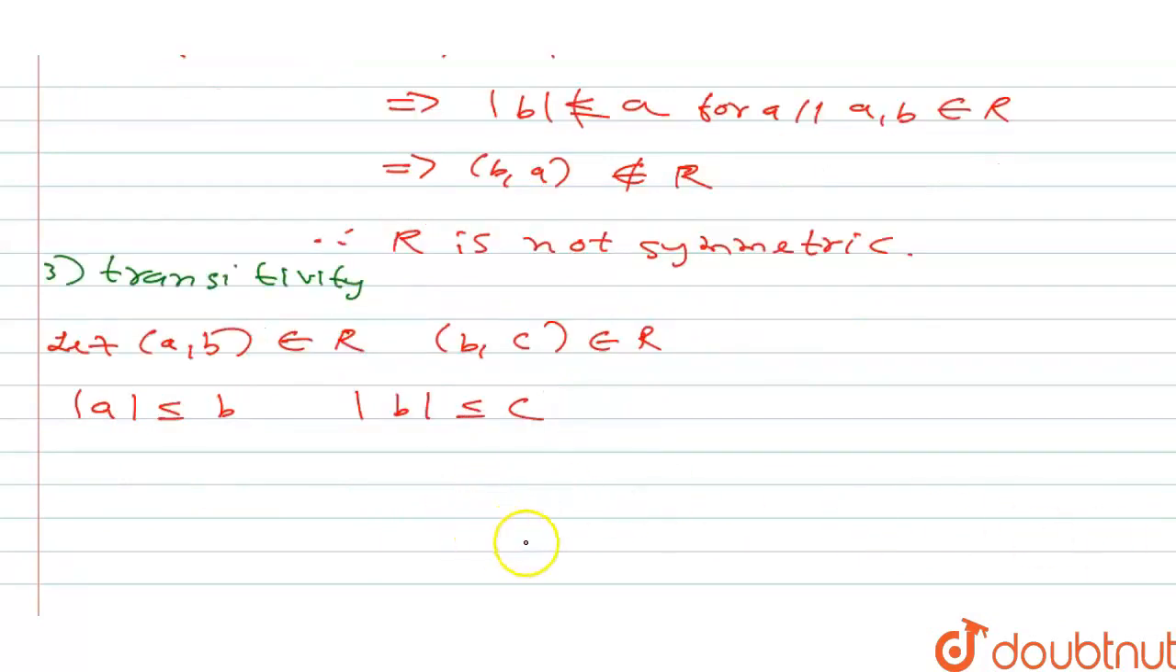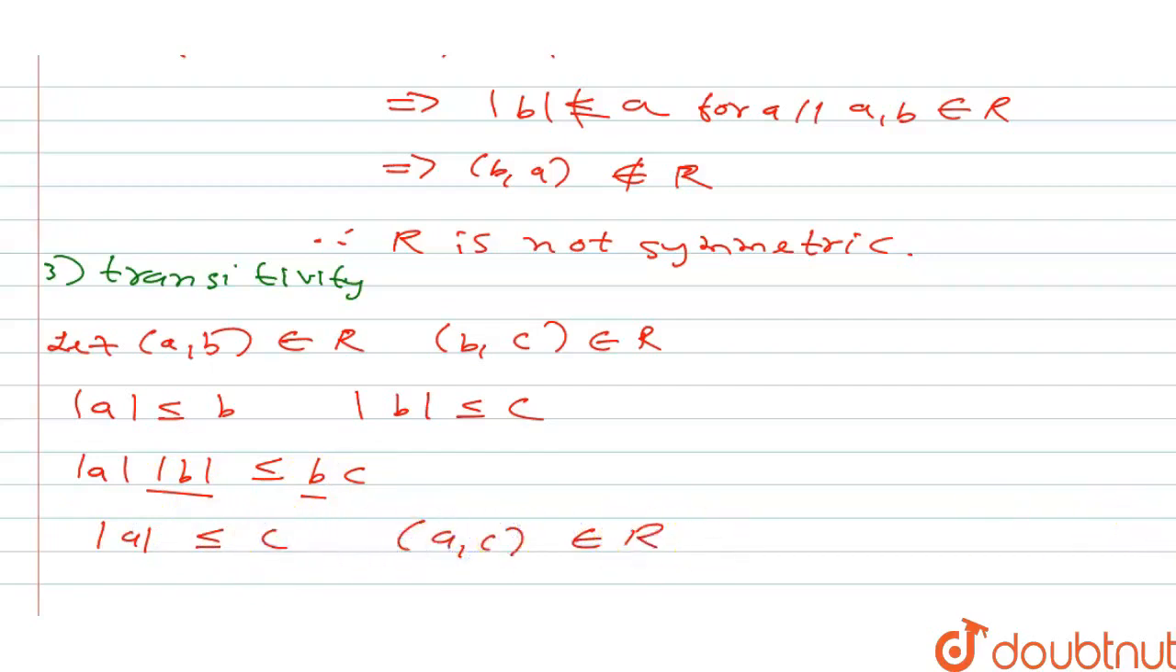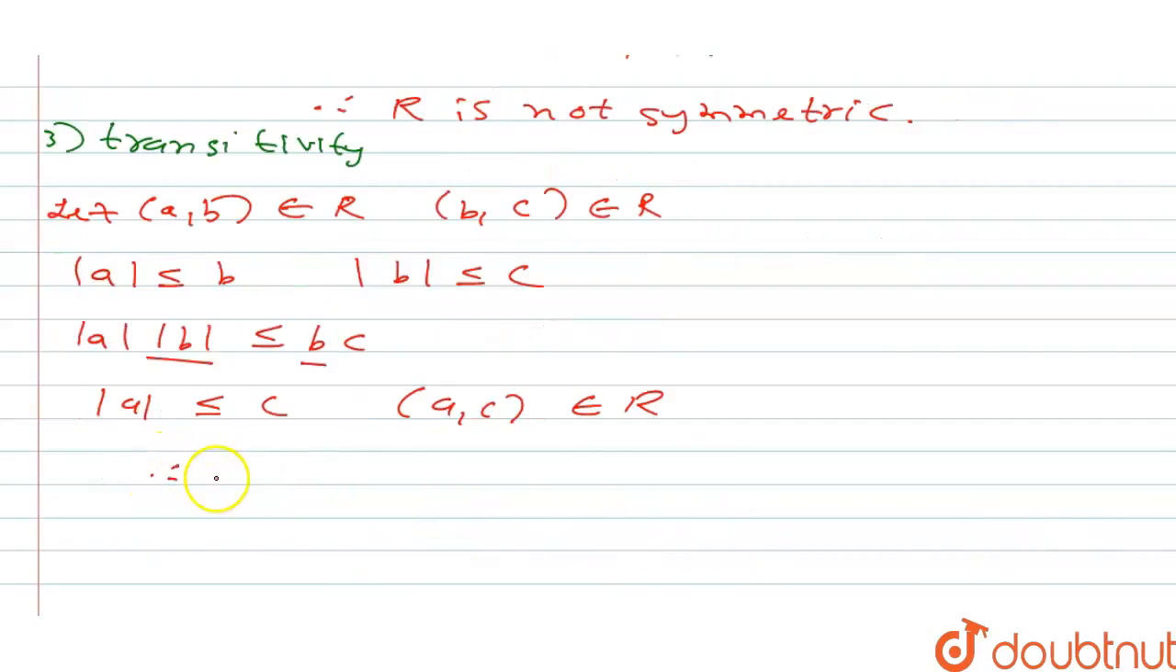Now let's do one thing, multiply the left hand side with left hand side, right hand side by right hand side. So we can write mod of a mod of b less than or equal to bc. So from here this mod of b and b are actually equal, so they are going to be cancelled. So mod of a is less than or equal to c. So from here we can say a comma c belongs to R. Therefore we can clearly say that R is transitive. So I hope you understand the solution.